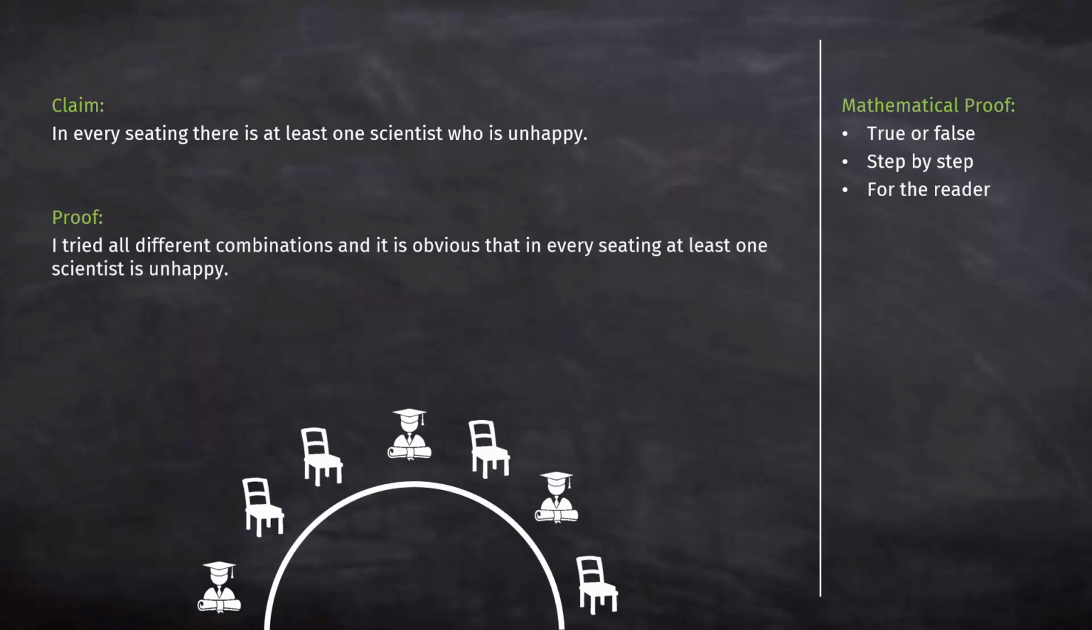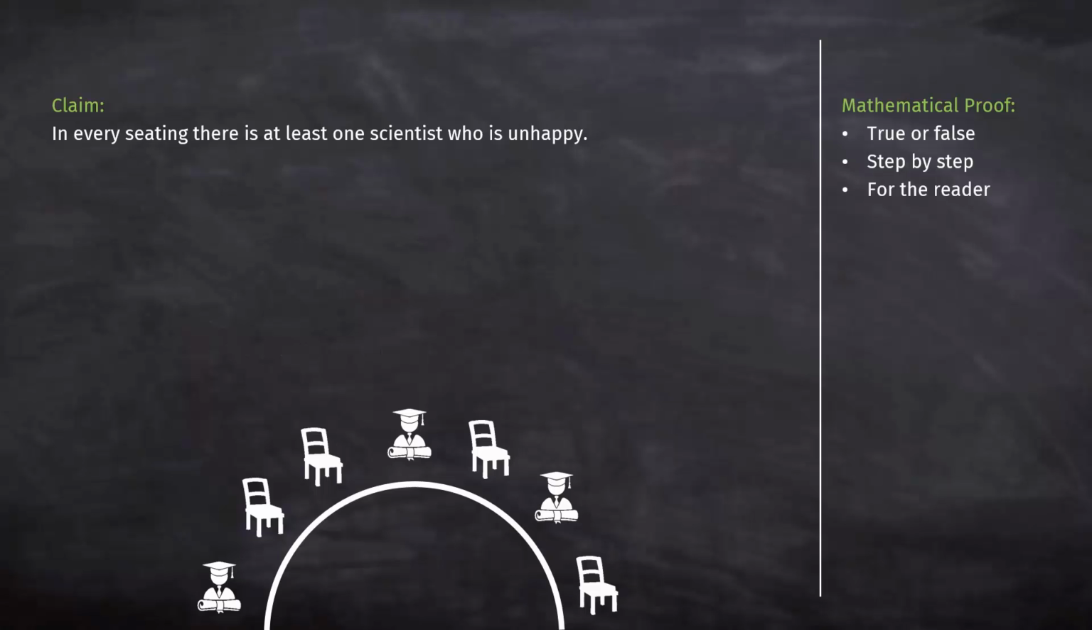And the first one is really obvious. I mean, this is the quote-unquote proof. And clearly this is not a proof because it's not step by step, it's not for the reader. If anything, it's just a statement, but it's not a mathematical proof for sure.